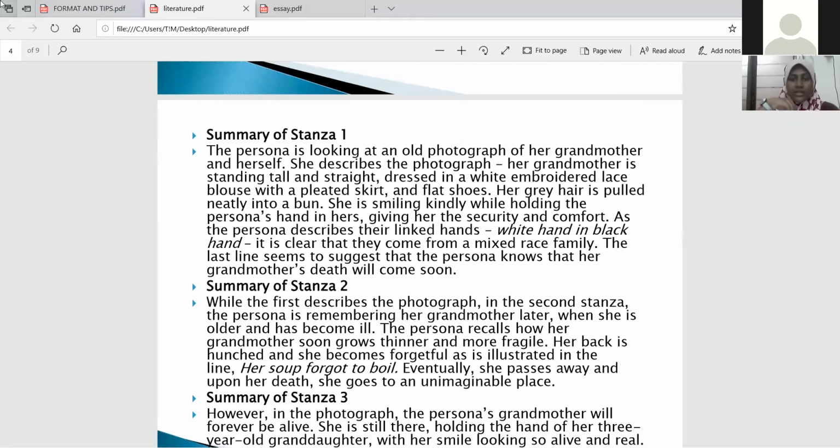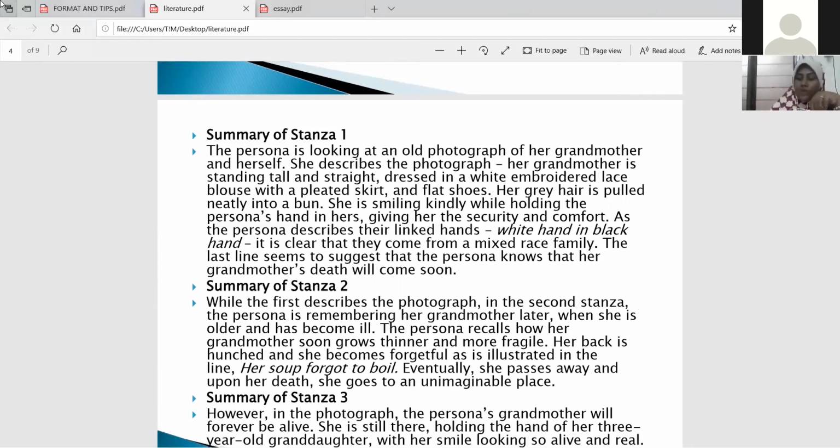It is written here. It is clear that they come from a mixed race family. The last line seems to suggest that the persona knows that her grandmother's death will come soon. So they are aware that everyone might die, okay, and how brave she is looking into it, right?